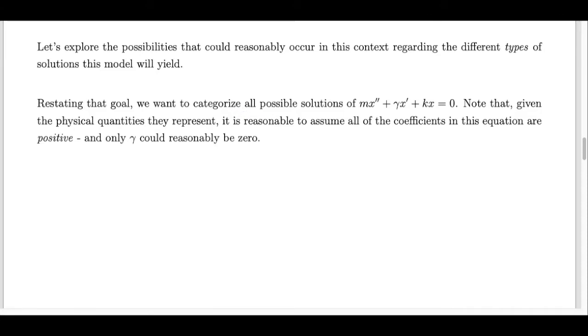An important thing to note as we get started is that, based on the physical quantities that these coefficients represent, it's reasonable to assume that m, lambda, and k are all positive, and only lambda could potentially be 0. If m were to equal 0, then I wouldn't have a mass, and so the problem wouldn't be well defined. Similarly, if k were to equal 0, then I wouldn't have a spring, and so m and k have to be non-zero. Lambda equals 0 represents a kind of special, idealized case where there is no friction. But otherwise, I think it's reasonable to assume that all 3 of these coefficients must be positive.